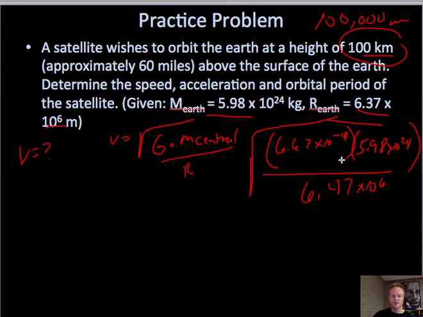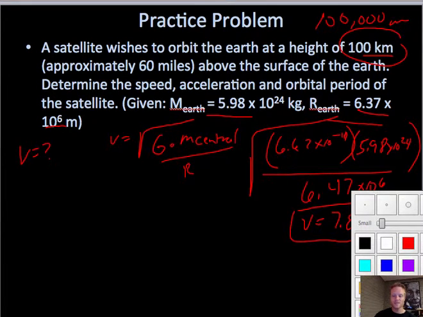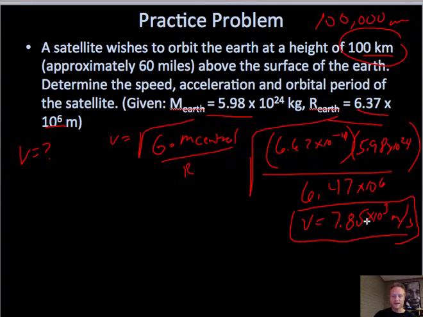Okay, and this is all square rooted. Don't forget that. A lot of people do forget that. And so if you do this math problem and do the work, you should get a velocity of about 7.85 times 10 to the 3rd meters per second. Okay? So pretty fast, right? But that makes sense. It's got to be going pretty fast to not crash into the Earth. Okay, so that would be the velocity.